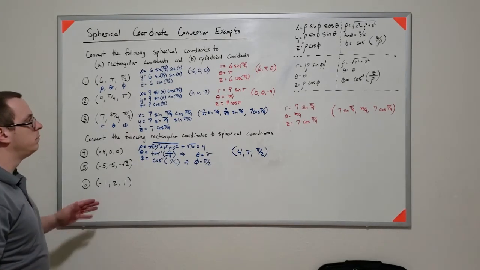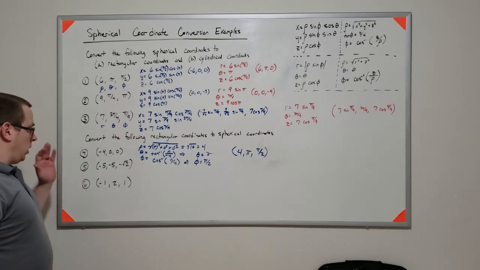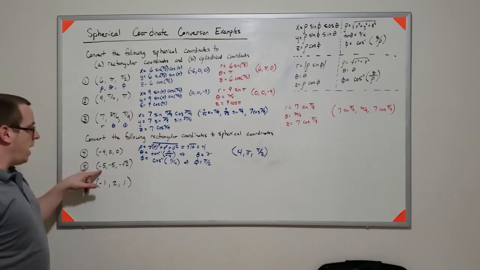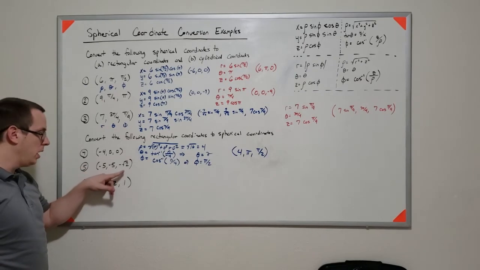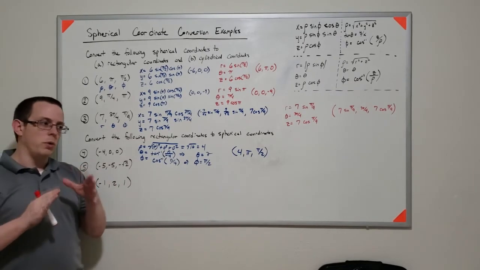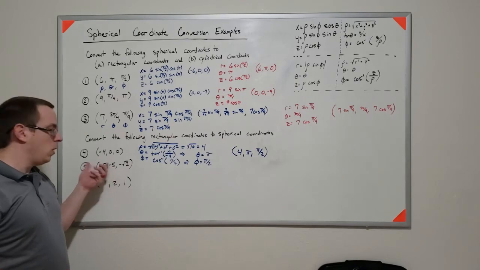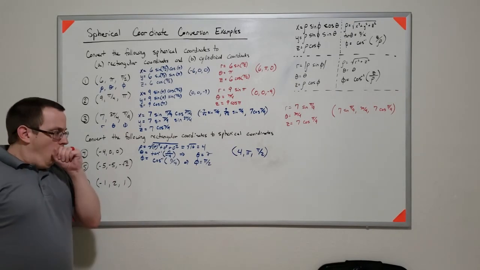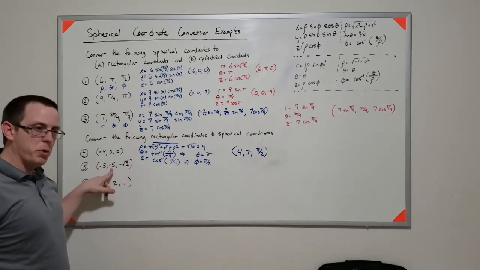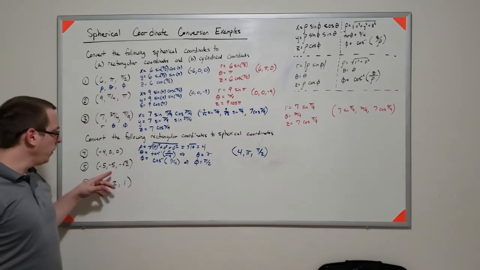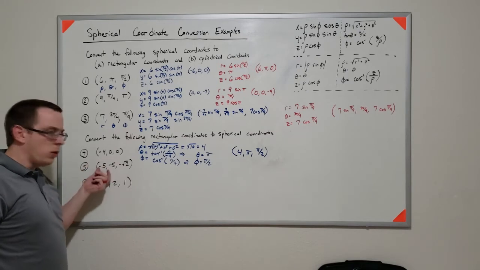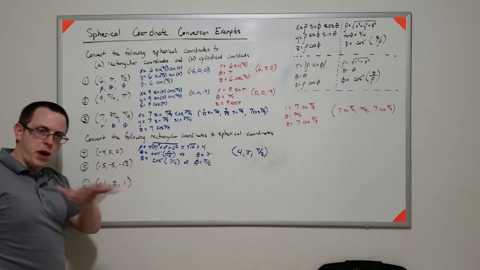All right, so now we have rectangular coordinates. We have negative 5, and square root of 2. So we know that rho, the total distance, will be bigger than 5. How much bigger, we'll figure it out. But we know it's going to be larger than 5. So if we get something smaller than 5, we've done it wrong.